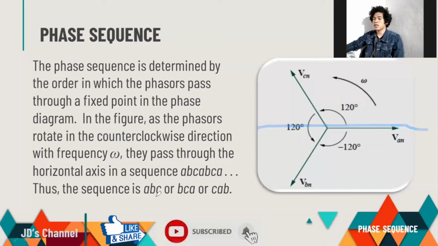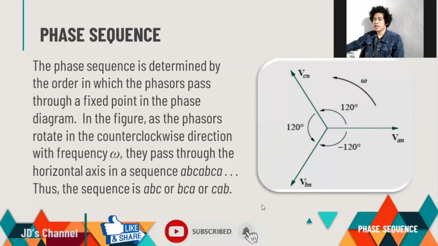So, the sequence can be ABC, the original. It can also be B, C, then A, or you can start here: C, A, and then B. So, they are the same. They are all positive sequence.